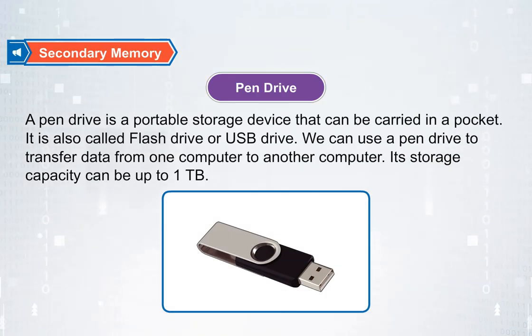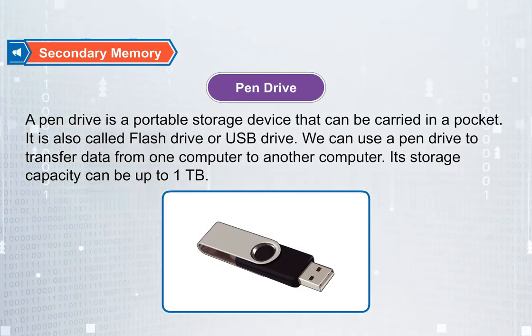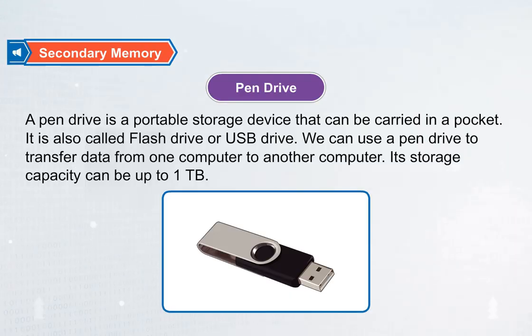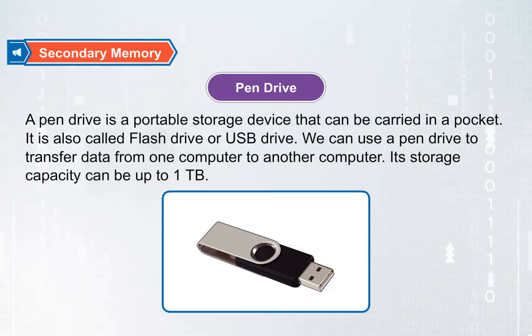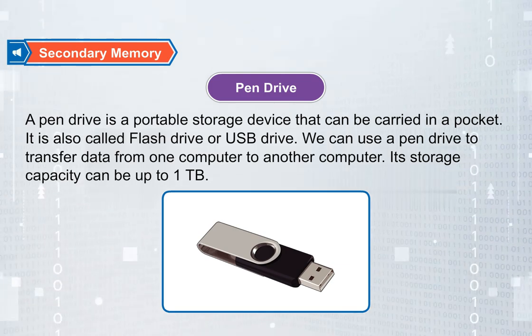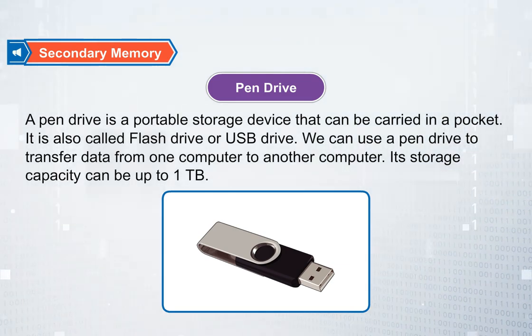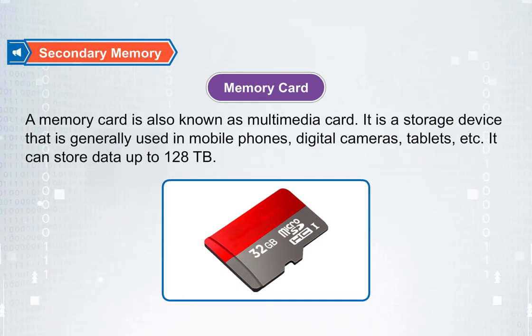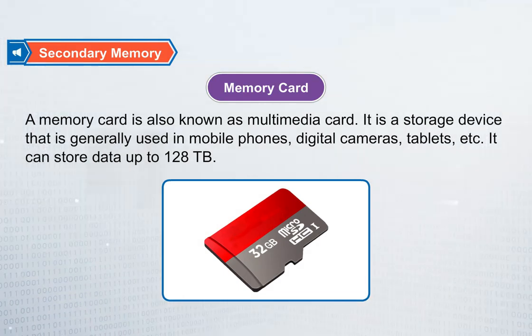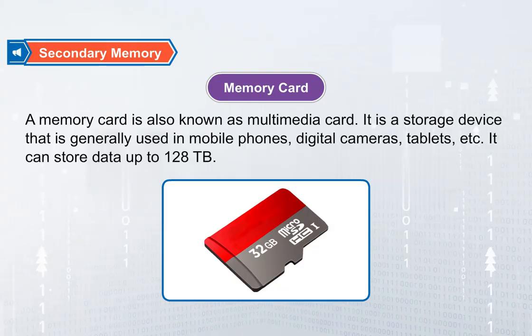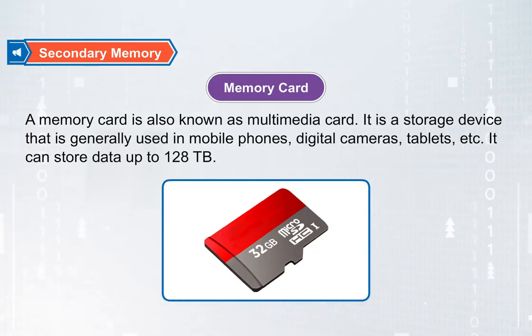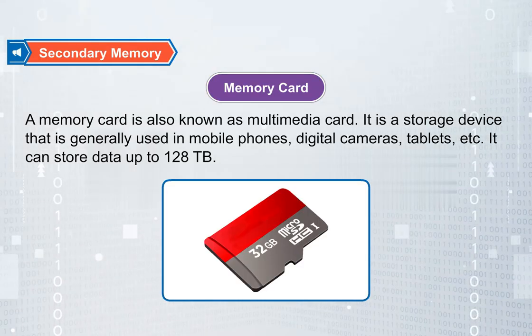Pen drive. A pen drive is a portable storage device that can be carried in a pocket. It is also called flash drive or USB drive. We can use a pen drive to transfer data from one computer to another computer. Its storage capacity can be up to 1 TB. Memory card. A memory card is also known as multimedia card. It is a storage device that is generally used in mobile phones, digital cameras, tablets, etc. It can store data up to 128 TB.